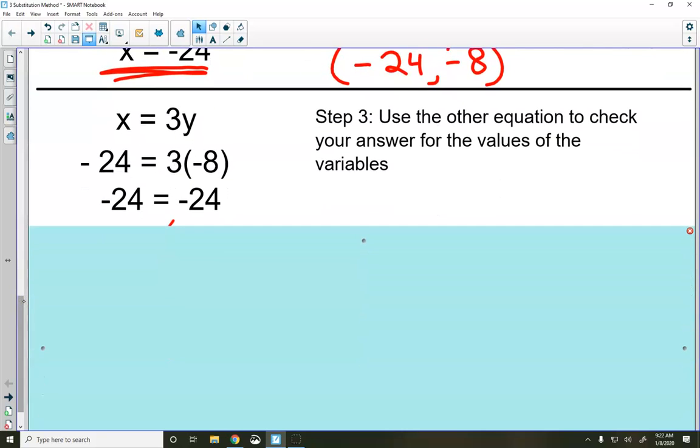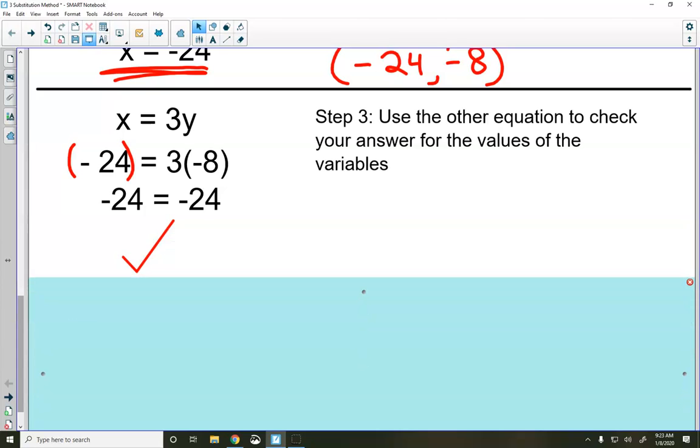The last part is to check. It says use the other equation to check your answer for the values of the variables. Because I use x plus y equals negative 32 to solve for x, I'm going to use the other equation to do the check. The other equation was x equals 3y, right? So I'm going to substitute negative 24 in for x, and negative 8 in for y. So 3 times negative 8 is negative 24, and negative 24 equals negative 24. Therefore, my answer is negative 24, negative 8.